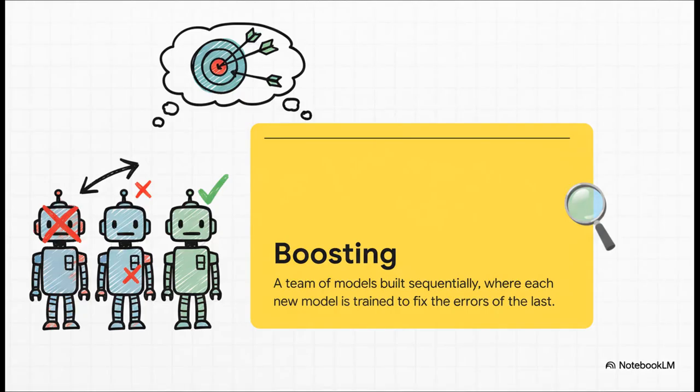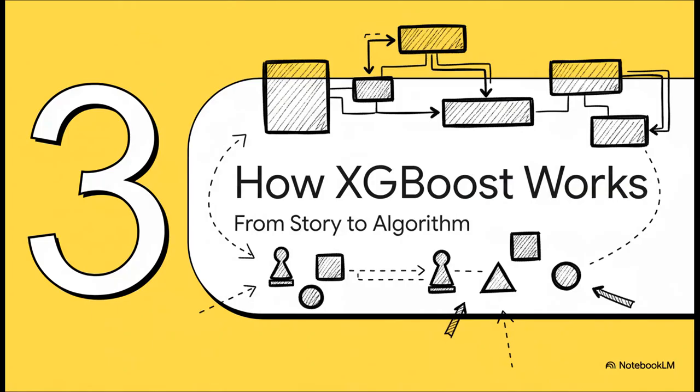So what's the big takeaway here? Boosting is all about building a team of models, but they're built one after the other in a sequence. Each new model that joins the team has one very specific job: fix the mistakes that the models before it made. It's basically teamwork, but for algorithms. Okay, so that's a nice little story. But how does that simple game actually turn into a super powerful, complex algorithm? Let's take a look at how XGBoost actually puts this idea into practice.